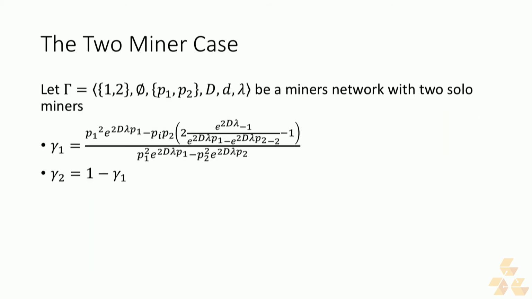We also looked at the simplest network possible. Say that we only have 2 miners that are not working in pools. Every miner is in his own pool, and we ask ourselves, given this really simple network, what is the gamma value of a player? What is the probability that a block in the longest chain was mined by one of the players? We did this very complicated math. It was not easy, and we found this nice equation.